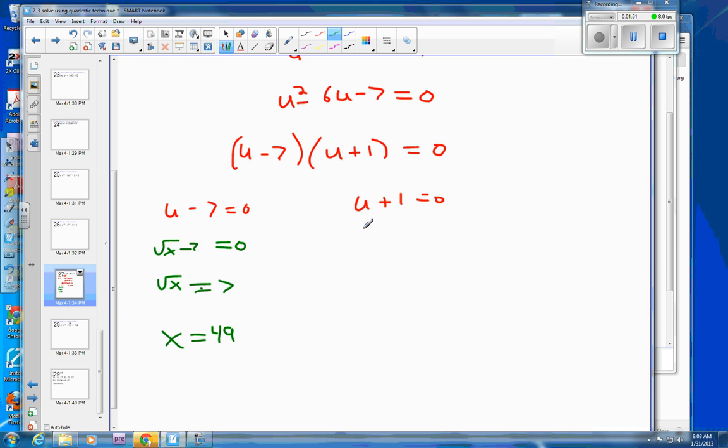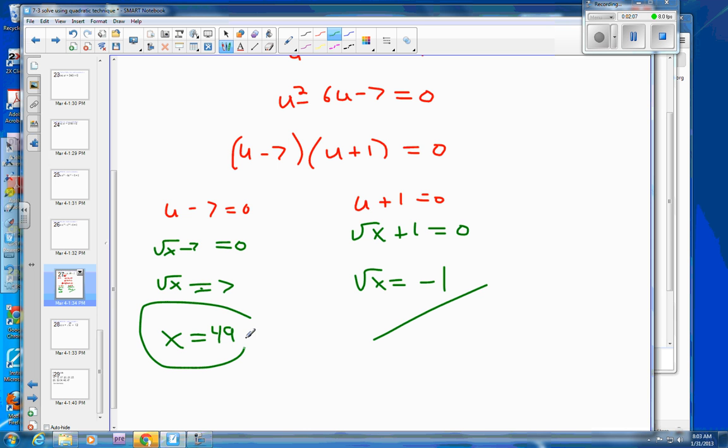And on the other side, substituting in, this would be the square root of x plus 1 is equal to 0. So the square root of x is equal to negative 1, and you can't take a square root and ever get a negative, so this side is done. And we just have 49 as a possible solution.